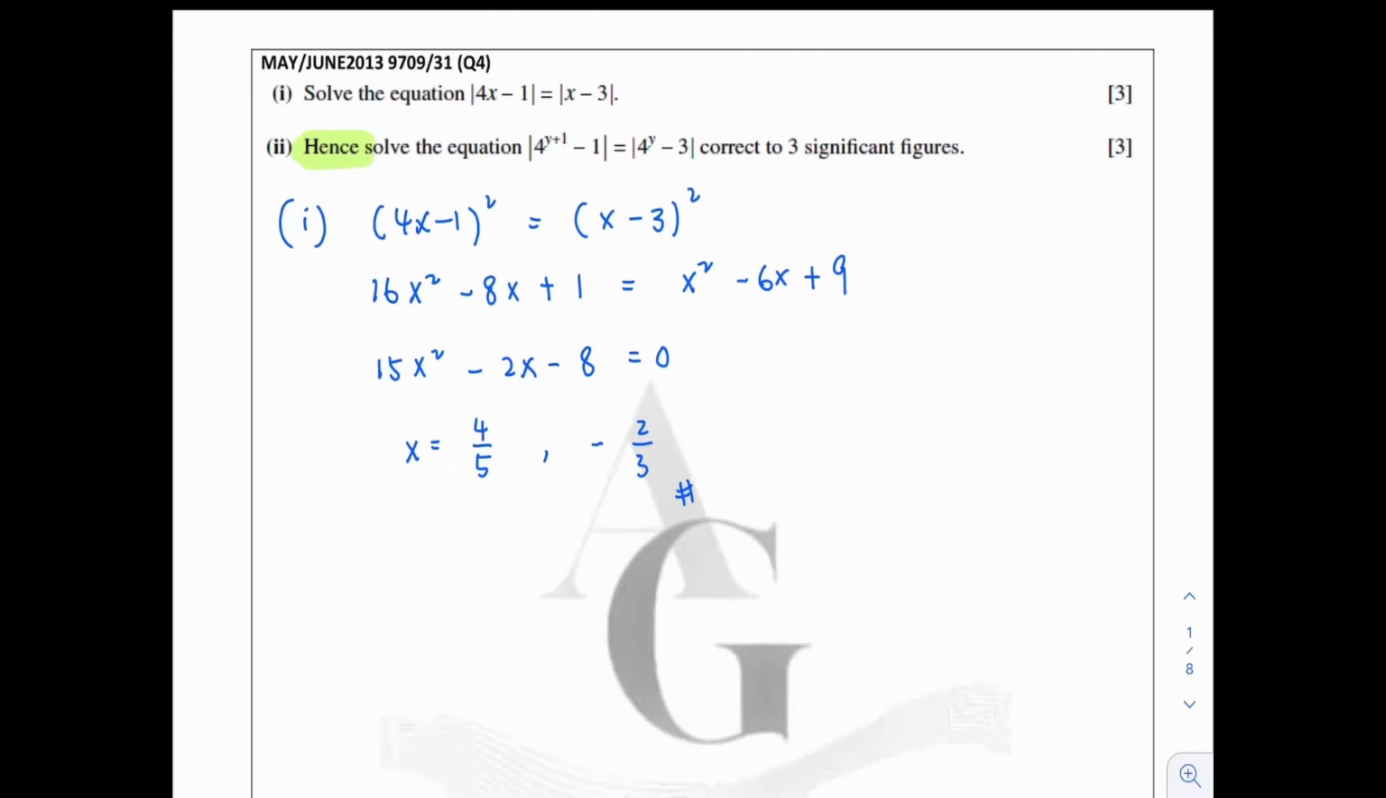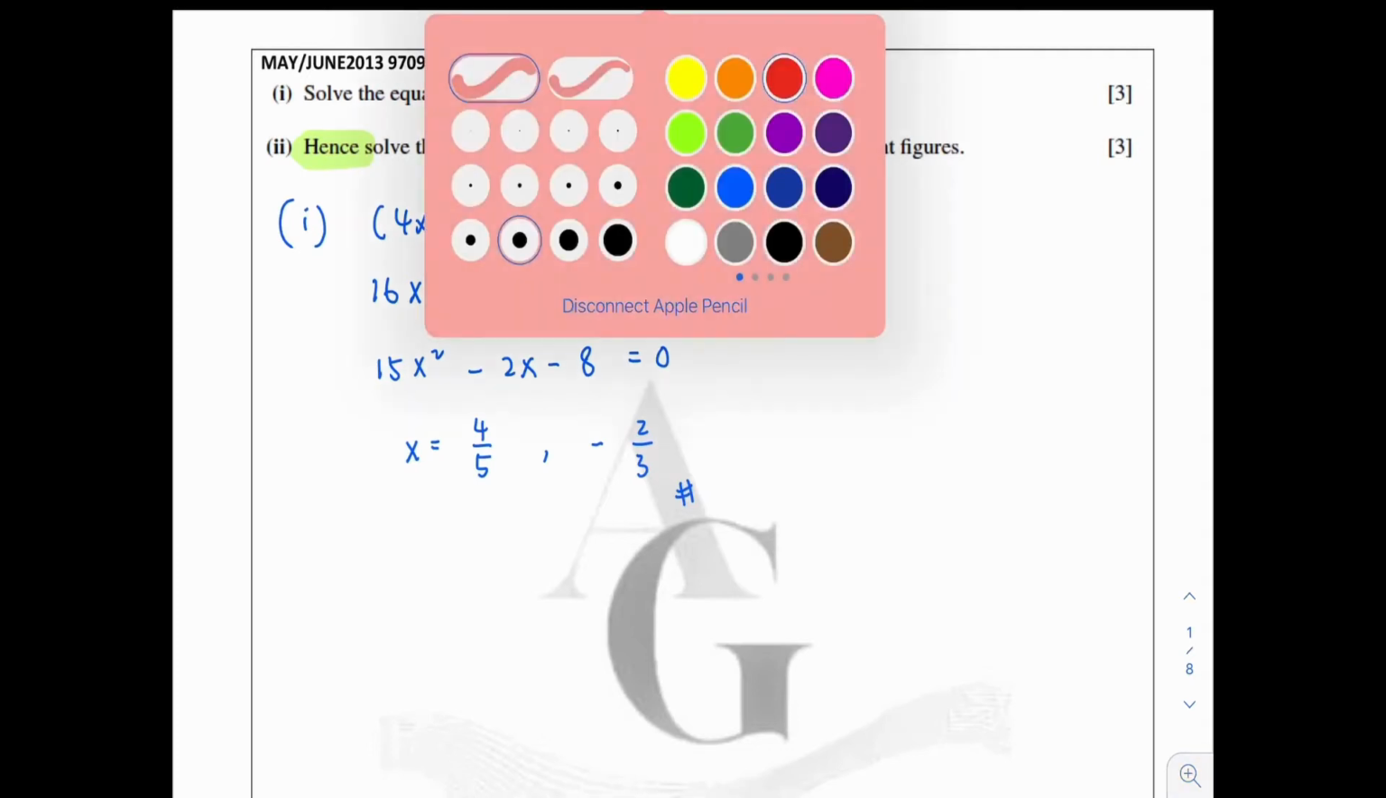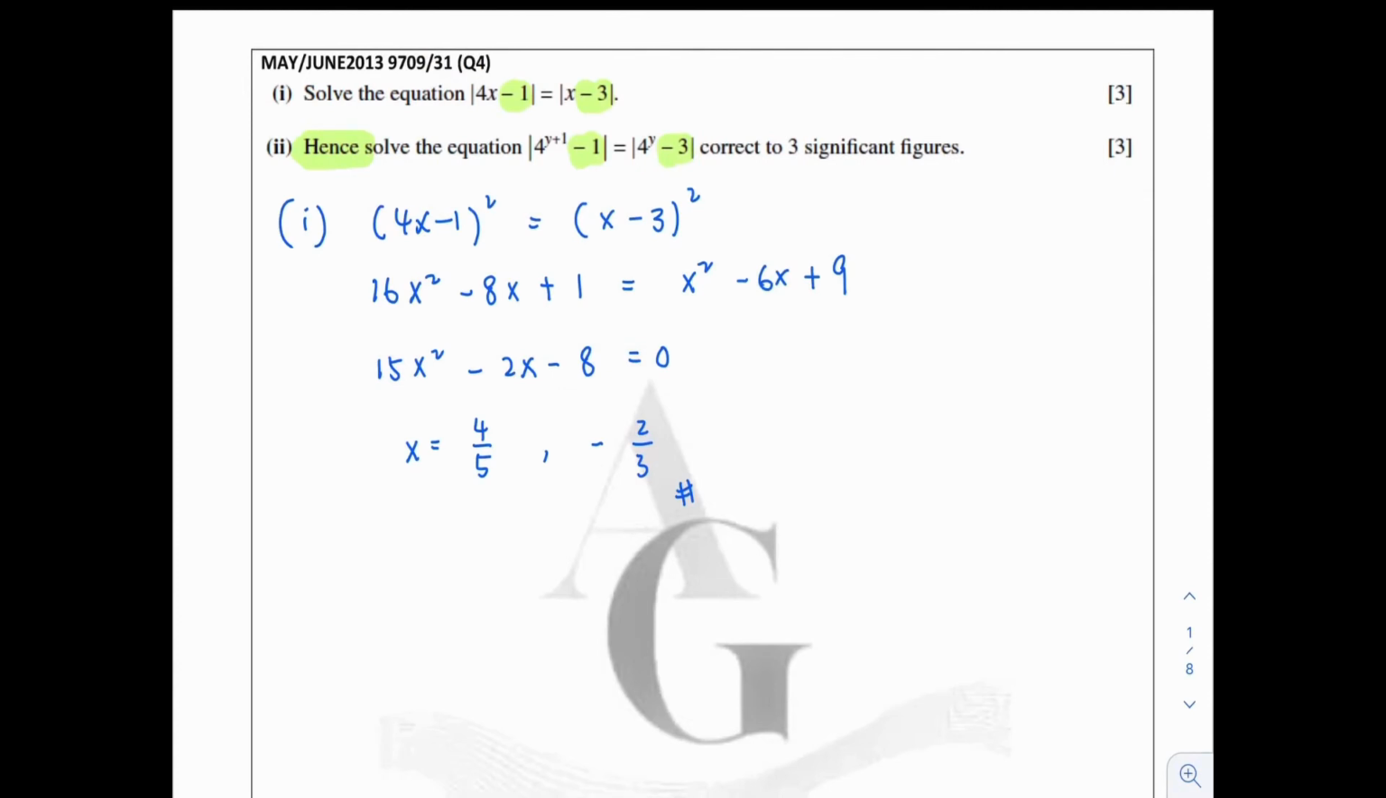Have a look at the question here. You are supposed to solve this equation correct to 3 significant figures. This equation is actually similar to the question in part 1. Notice that we have negative 1 here, which is the same as part 1, minus 3 here, which is the same as part 1. The only difference is they have changed the 4 power y to x.